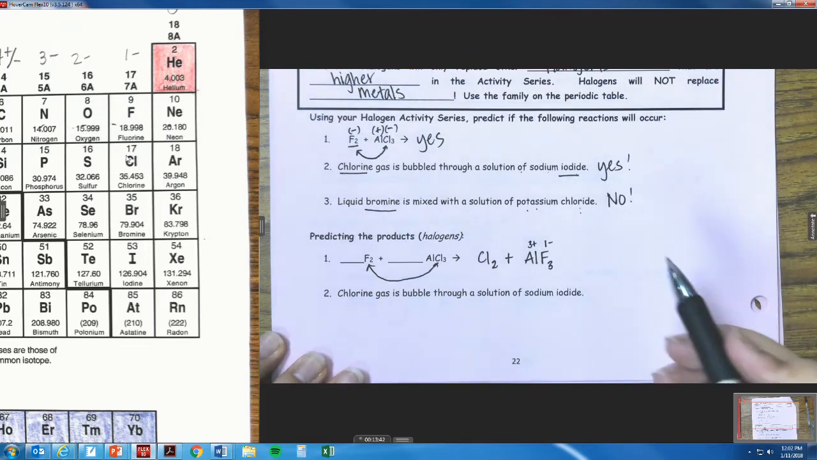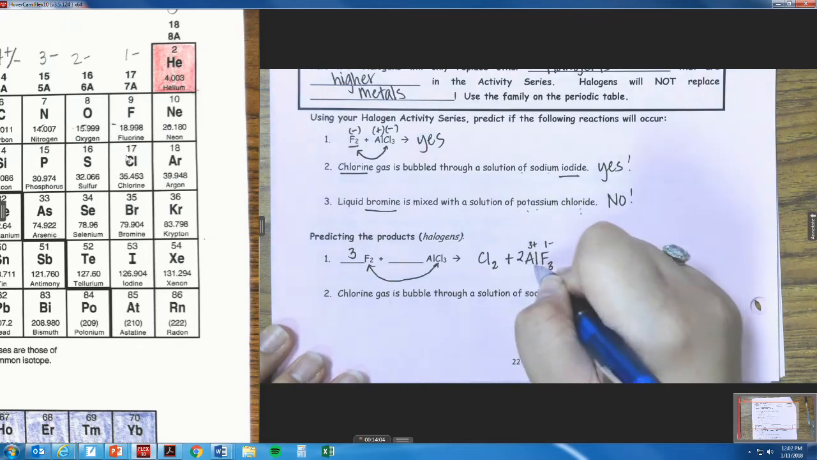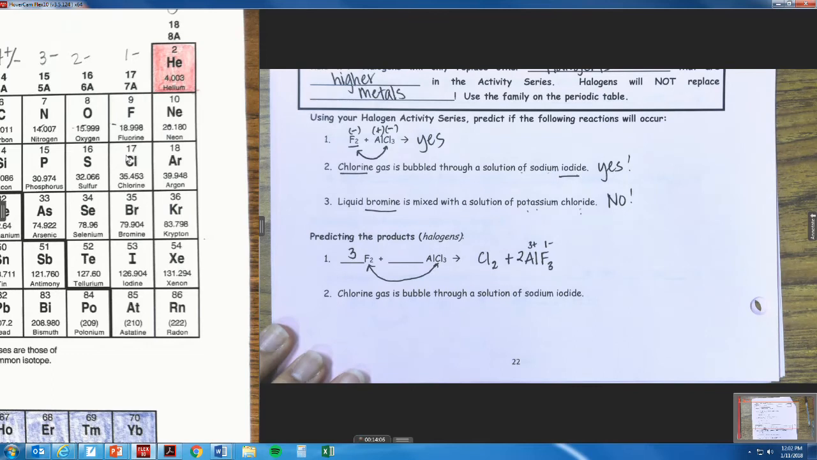Okay, so to balance our equation, fluorine we have 2. Fluorine we have 3. So what's the next number 2 and 3 have in common? Well, it's not 4, it's not 5, but it is 6, right? So 3 times 2 is going to give us 6 fluorines. So 2 times 3 is going to give us 6 fluorines on our product side.